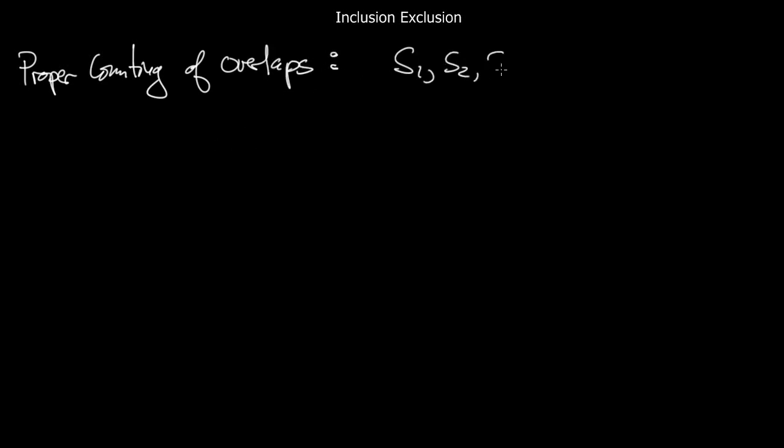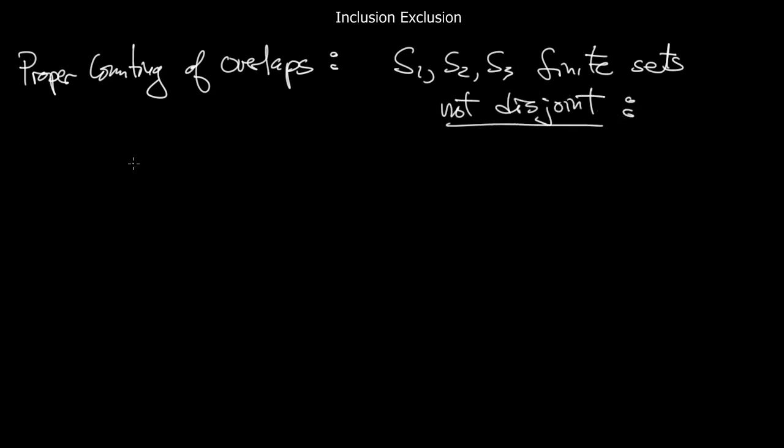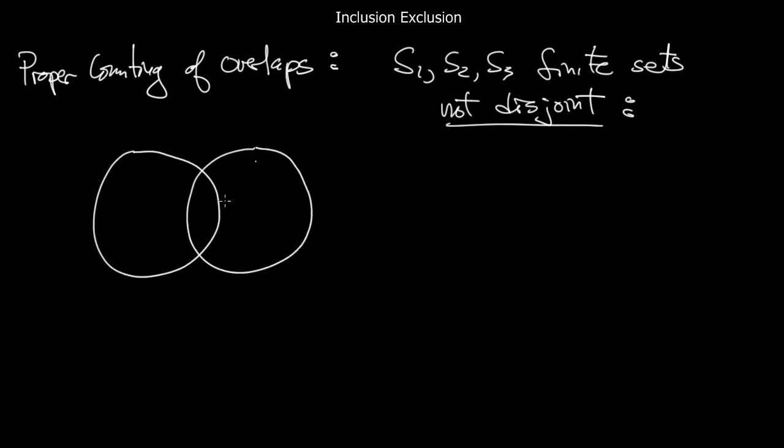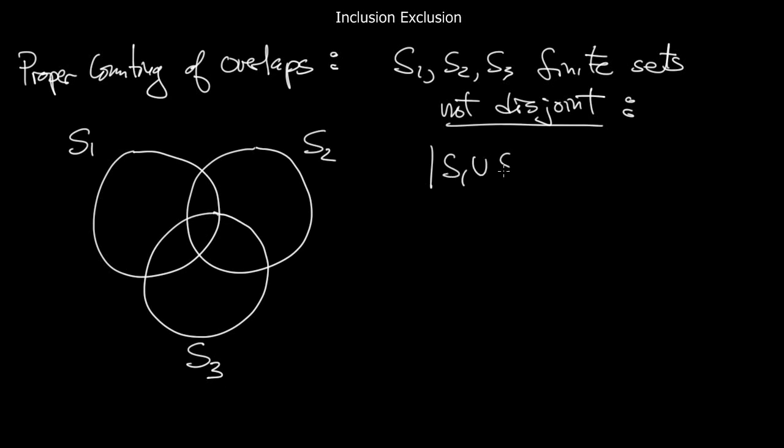I want to explain how to properly take into account these overlaps. So it's really helpful to draw a picture here, and imagine that we have 3 sets, S1, S2, and S3, and they're not necessarily disjoint. And I'm interested in counting the number of elements in the union. So you draw the union of these 3 sets like this. Here's S1, S2, and S3. How do I count the number of elements in the union?